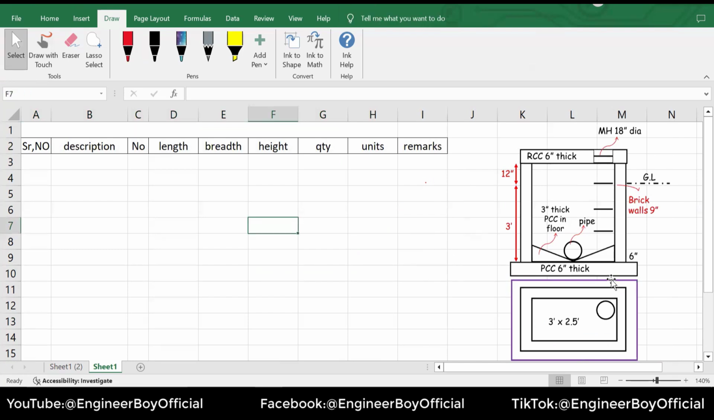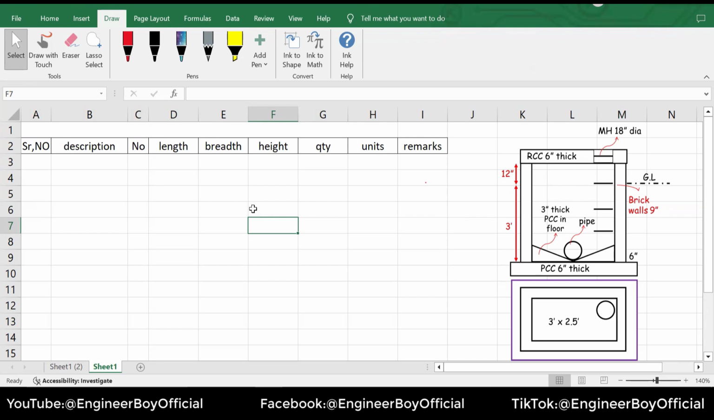Its elevation, and you can say sectional elevation, and then of course the plan that is given. The manhole is 3 by 2.5, which is a rectangular manhole. We have the cover, which is 18 inches, and the slab that is 6 inches thick, and at the base we have 6 inches PCC work again, and the walls are 9 inches. The depth is also given, which is 3 feet and 12 inches, you can say 4 feet.